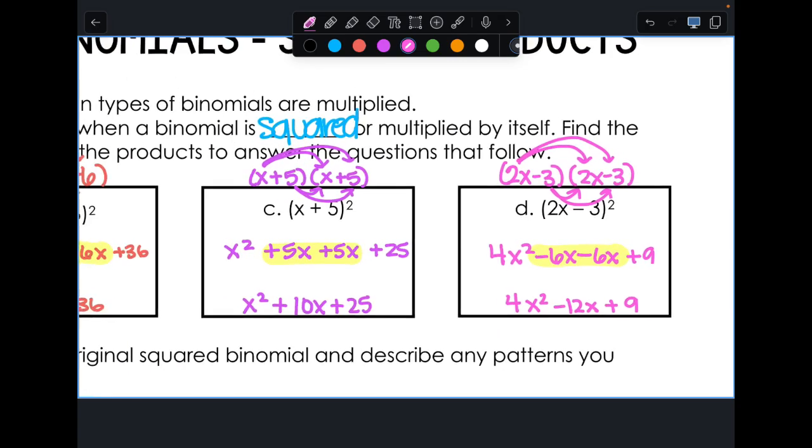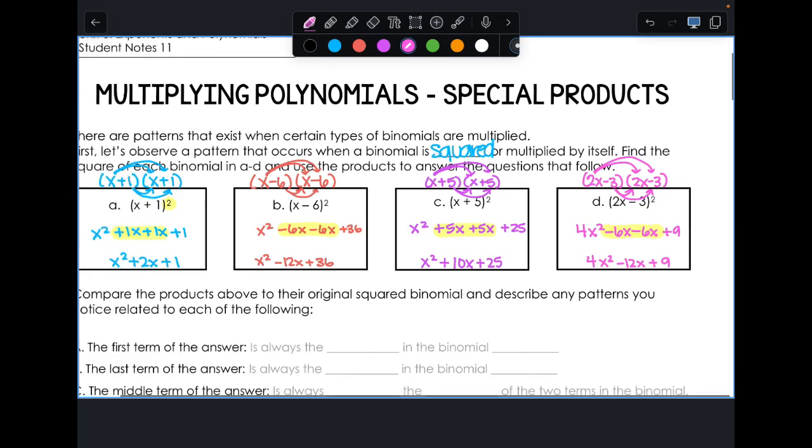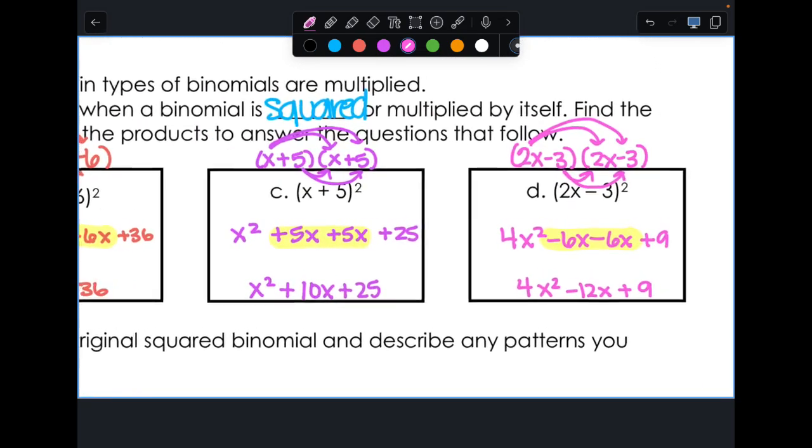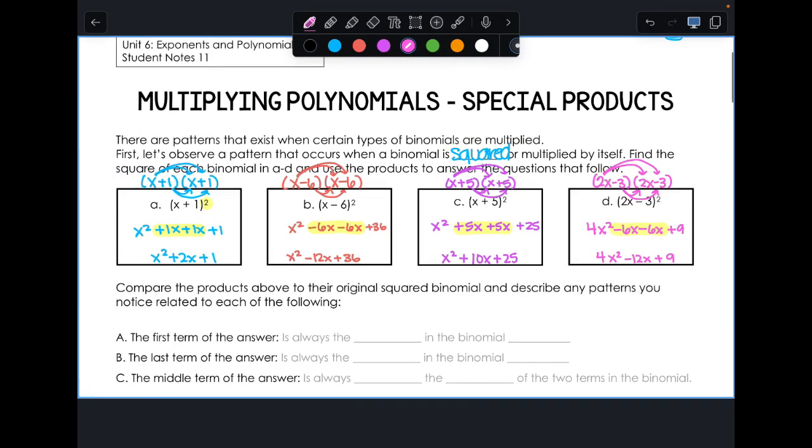All right. So it says, compare the products above to their original squared binomial and describe any patterns. What pattern do you notice with the first term? It always becomes squared. Yep. The first term is always the first term in the binomial squared.